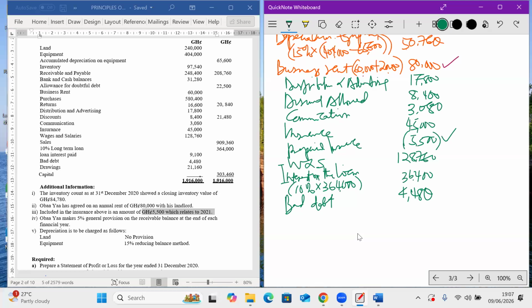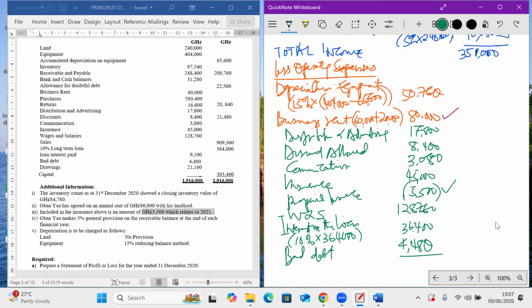Our buyer makes a 5% provision on the receivable balance at the end of each year. We've done it. When we calculate the provision, we compare with the allowance to know whether there's an increase or decrease, and we got a decrease, so we added it to other income. Depreciation is to be charged as follows. We've calculated the depreciation, so we are done. I'll underline all my operating expenses, add all and put the total here.